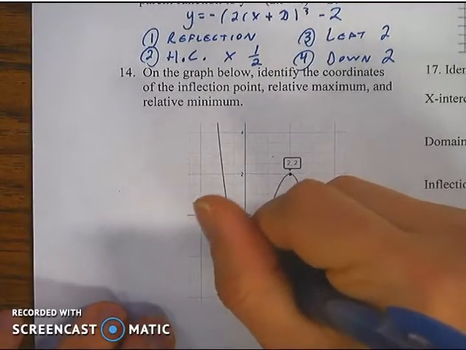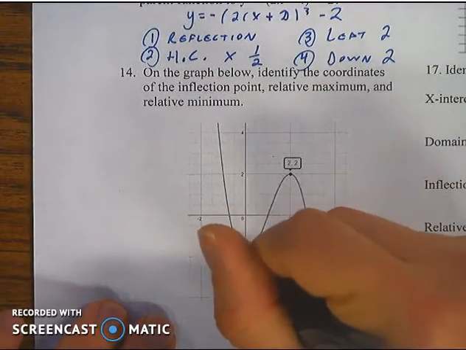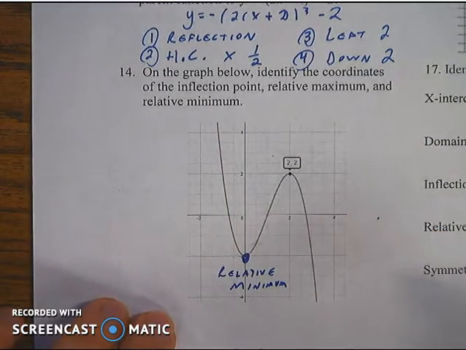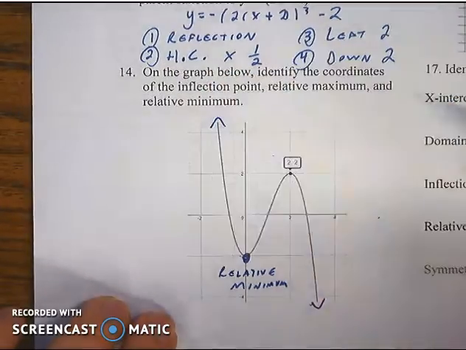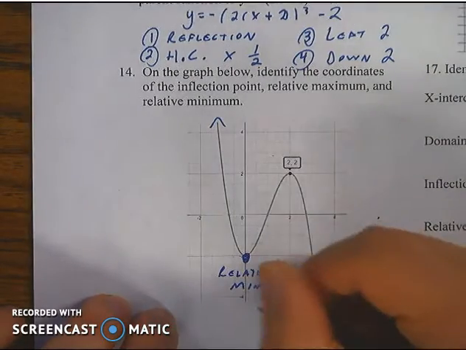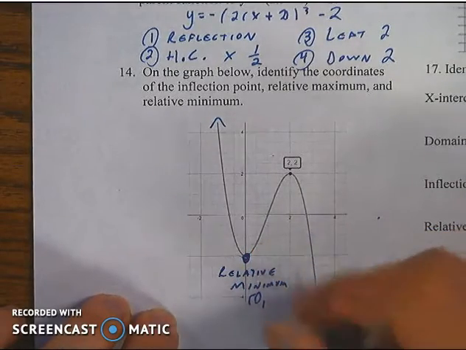Well, here's your relative minimum right here. And the reason we call it a relative minimum is because if you just said it was a minimum, that implies that it's an absolute minimum. And as you can see, this thing has no absolute minimum, or maximum for that matter. And the coordinates of this relative min are 0, -2.